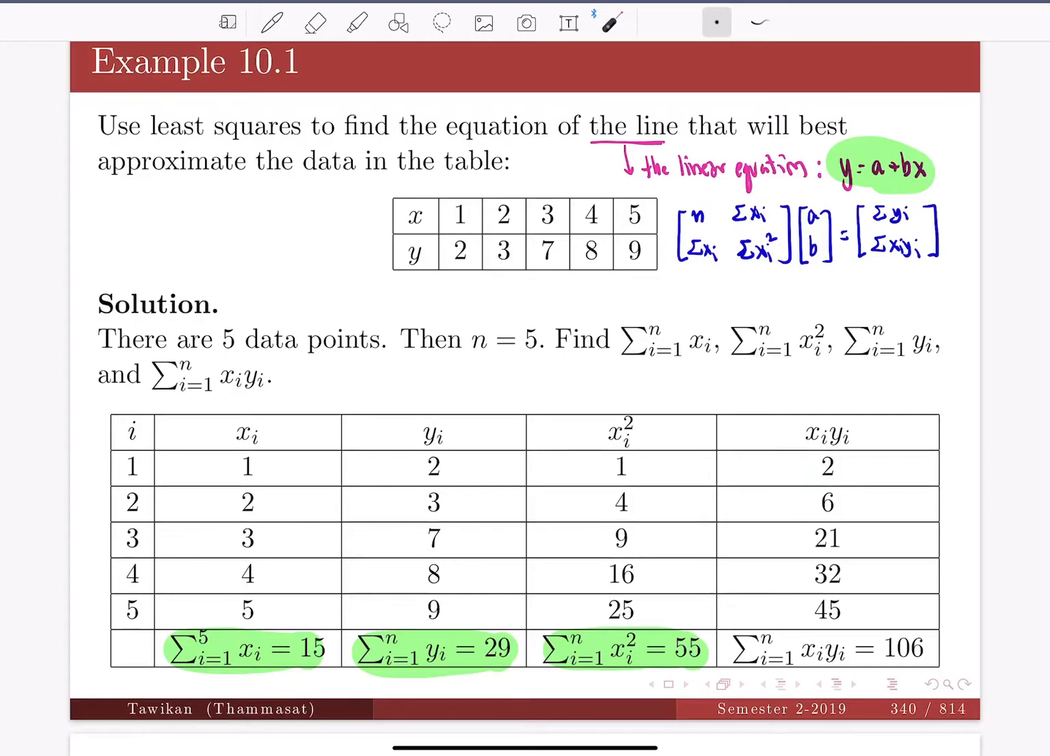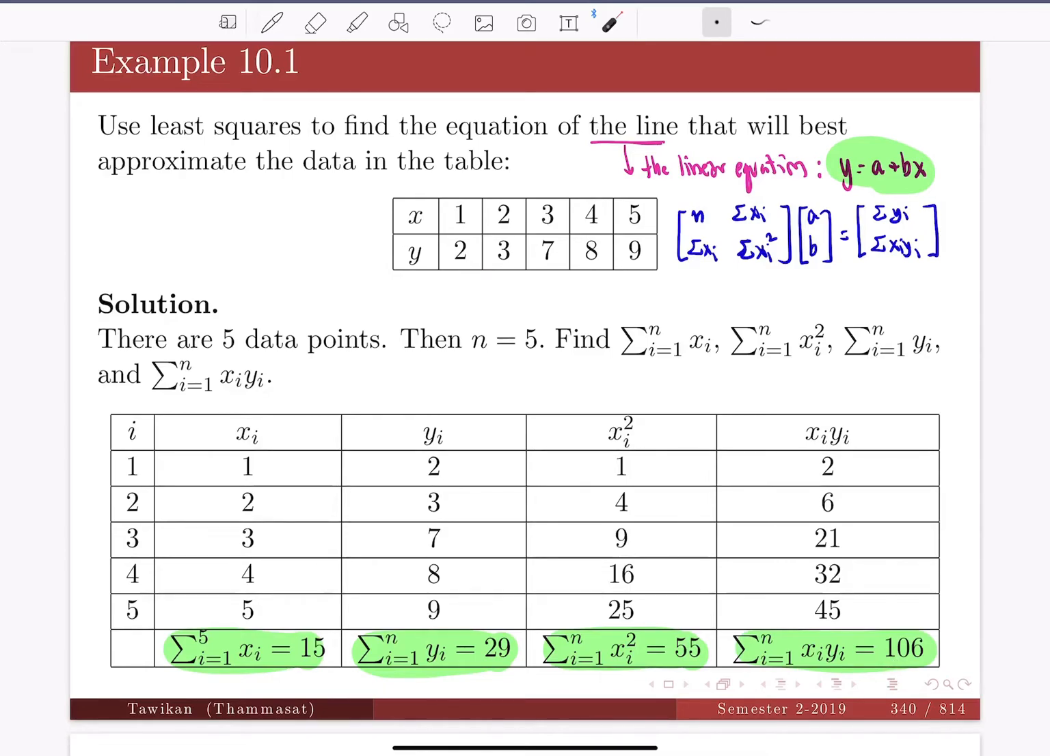For example, at i equals 1, I multiply s1 and y1 together to get 2. At i equals 2, I multiply s2 and y2 together to get 6, like that. And then out of that column, I get the summation of si yi, because this spot in my system of normal equations needs the sum of the product of si and yi. So in this spot is going to be 5, summation si is 15, summation si there is also 15, summation si squared, which is 55, summation yi is 29, and summation of si yi is 106.